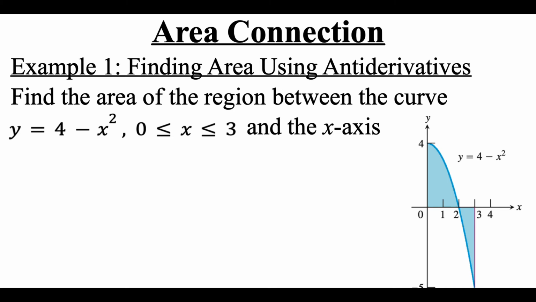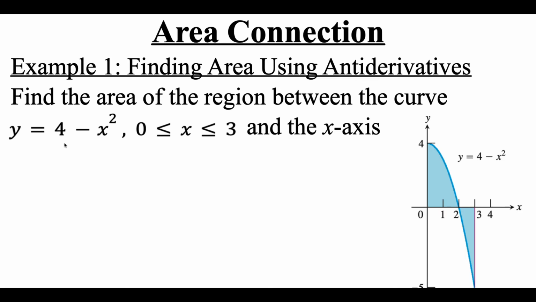If we are talking about net area, then like I said, if you're above the x-axis, it contributes positive area, and if you're below the x-axis, it's negative area. But we can also find the total area underneath a curve between the curve itself and the x-axis. So in this example, we're actually going to find both types of area. We're going to find the net area first, and then we'll find the total area second.